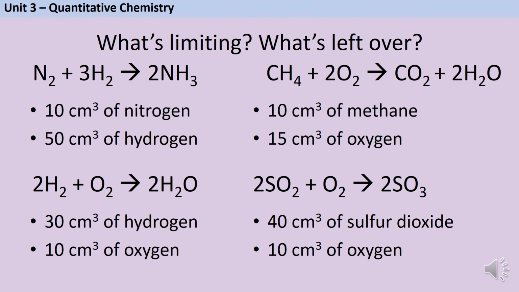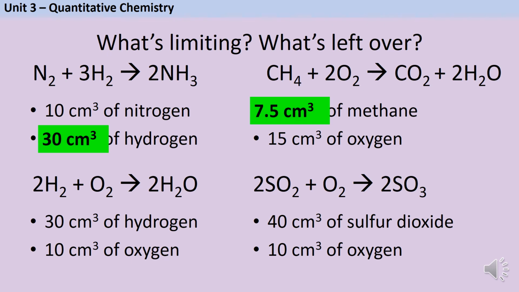And so therefore, 10 centimetres cubed of nitrogen will react with 30 centimetres cubed of hydrogen. So in this instance, my nitrogen is the limiting reactant and my hydrogen is the excess. If I look at my second question, I've got 10 centimetres cubed of methane and 15 centimetres cubed of oxygen. I could go through and work out the moles, or I could just say, well, 10 centimetres cubed of methane is going to need 20 centimetres cubed of oxygen to react with, and it hasn't got that. So therefore my oxygen is the limiting reactant. 15 centimetres cubed of oxygen is only going to react with 7.5 centimetres cubed of methane.